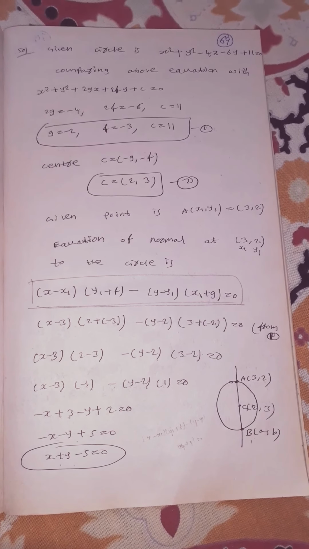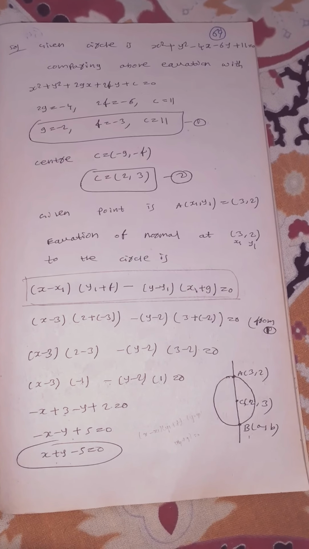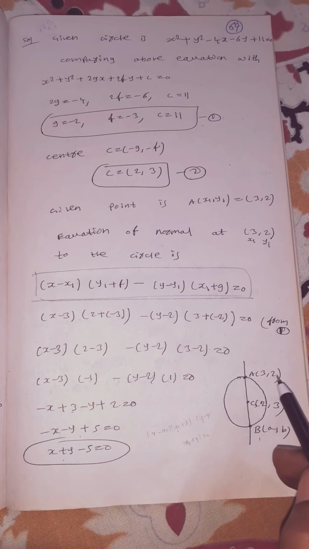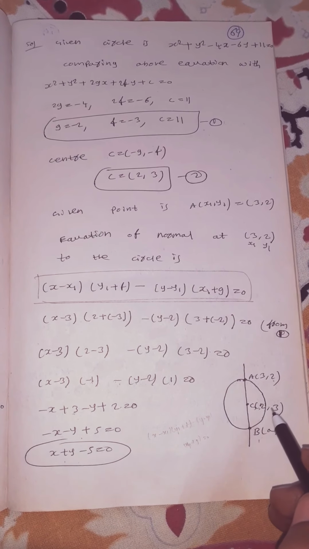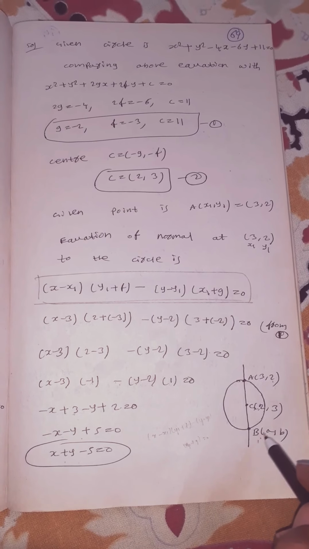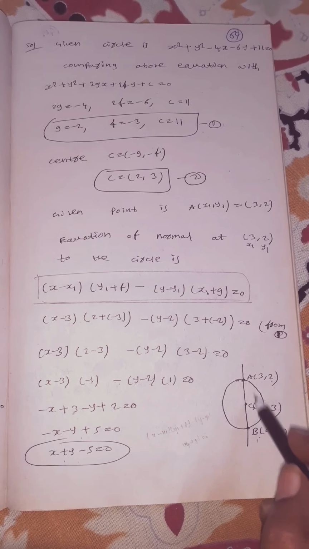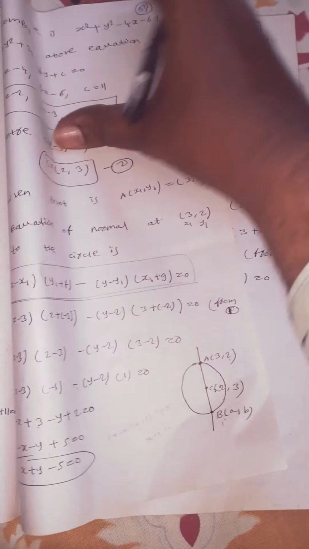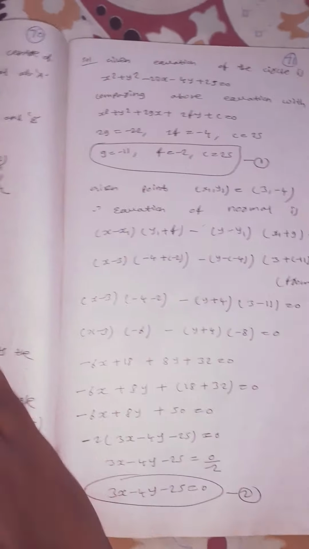So what is he asking, children? He is asking to find the other point where the normal meets. So this is the point A given, children. This is the center we got. So how can you find this value, children? From the figure, clearly the center is nothing but the midpoint of AB, or not, children? Midpoint of AB. So that only I have written, children.